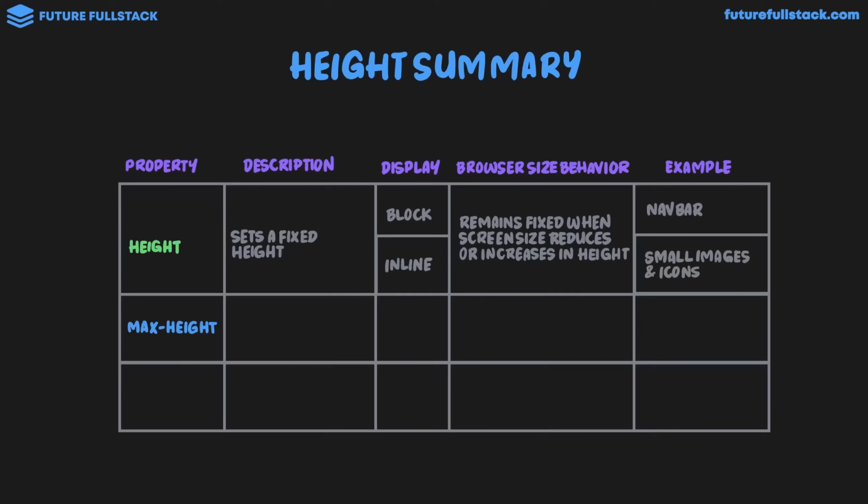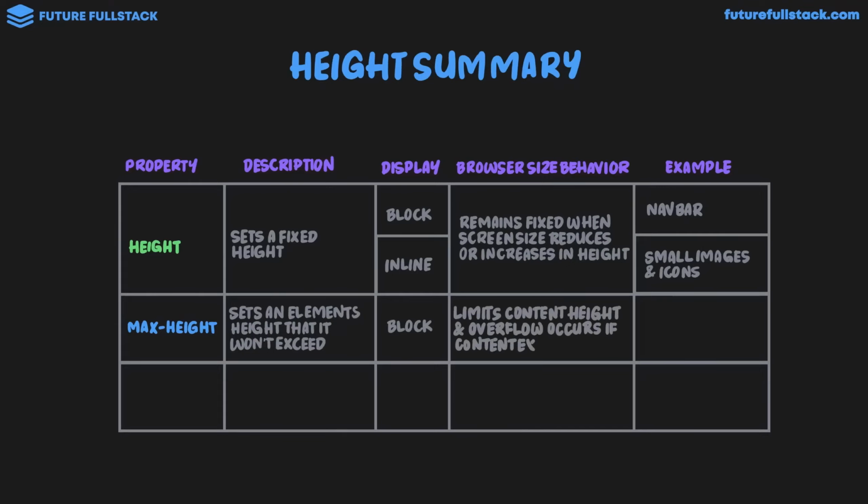The max height property sets an element's height that it won't exceed. In this chapter, we only looked at block elements. For the browser size behavior, max height limits the content height, and overflow occurs if content exceeds the value of max height. And an example of using max height is on a modal.